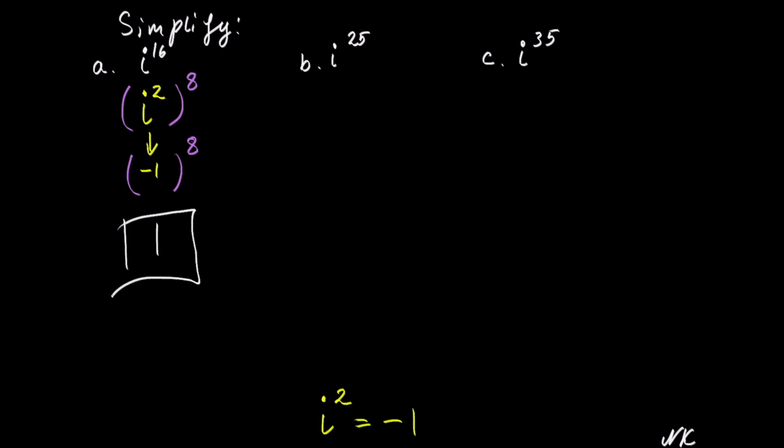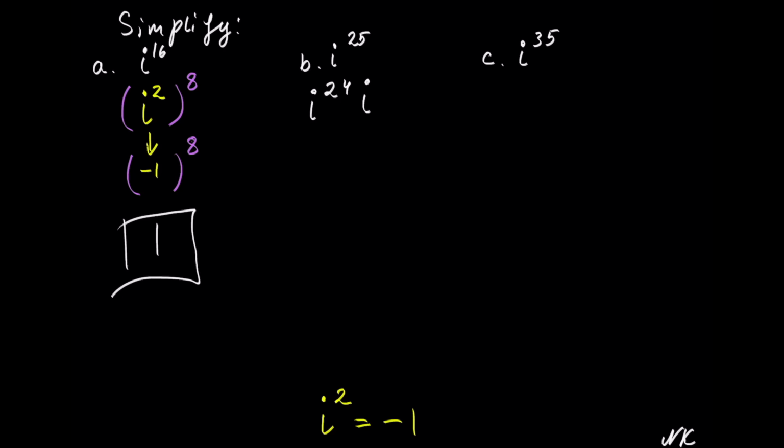In example B we have i to the 25th power. We cannot divide 25 by 2, so we cannot factor i squared out of it yet, but we can rewrite this as i to the 24th times 1 more i.